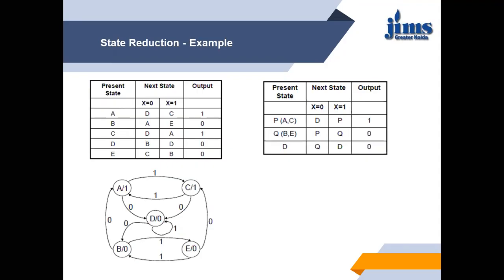With the removal of the redundant states, we are left with only 3 states, P, Q and D, from the original 5 states. To represent 5 states we need 3 flip-flops because 3 bits are required to represent 5, and to represent 3 states we need only 2 flip-flops. So we have reduced 1 flip-flop in the circuit, and that means some external gates are also reduced. The circuit will be less complex and the cost of the circuit will be less.